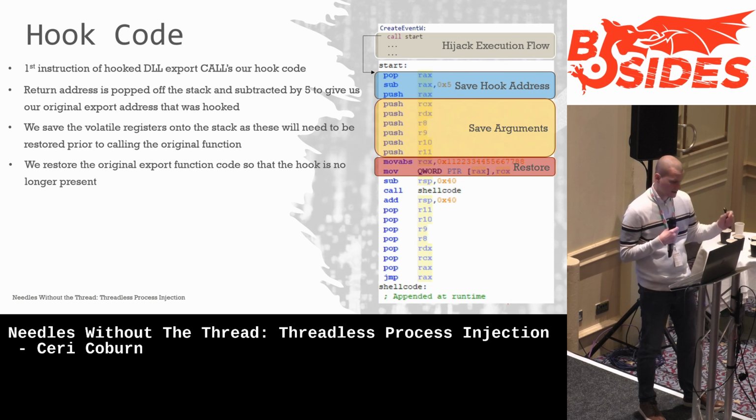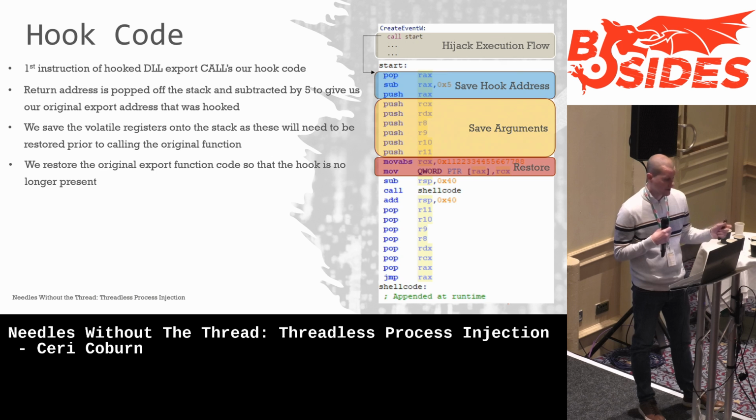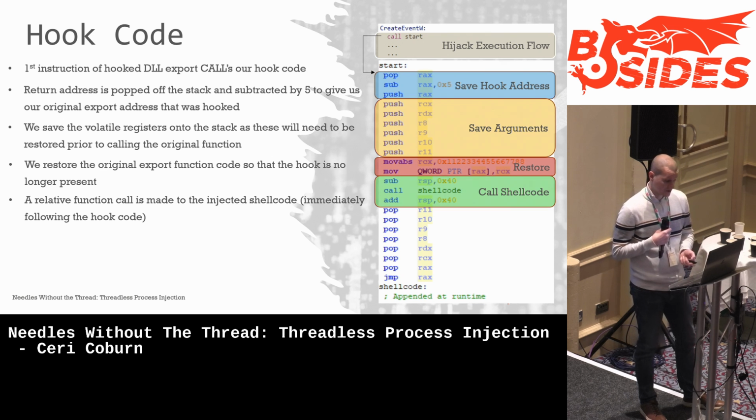We take whatever 8 bytes was there prior to patching CreateEventW, for example. And what the restoration is doing is essentially putting that back. So by the time you get to this red area here, CreateEventW is no longer hooked. So any other future calls to CreateEventW at that point will continue to execute as normal. And then it's the all-important setup for actually calling the shellcode that you're injecting. So the shellcode itself immediately follows this assembly blob, if you will.